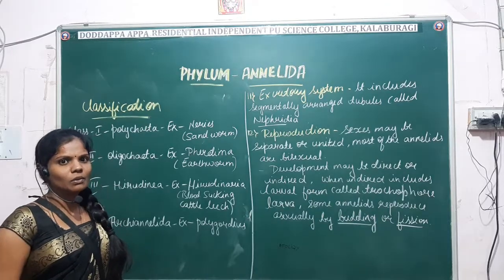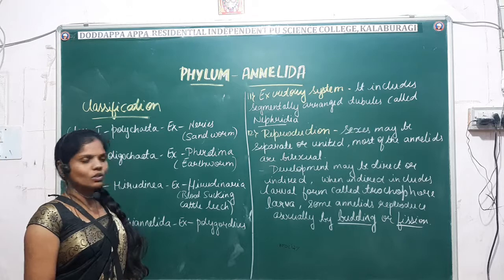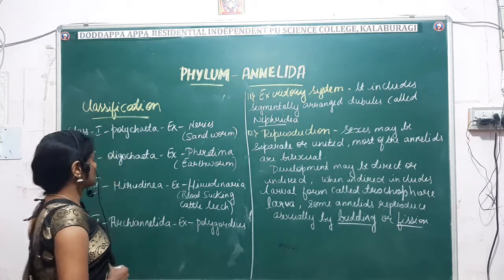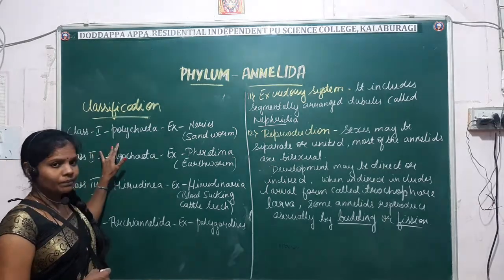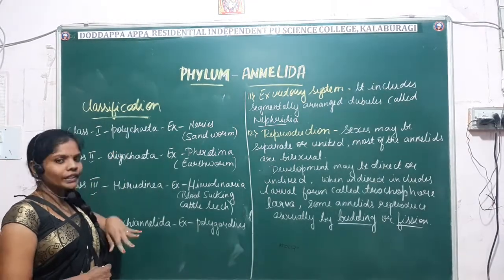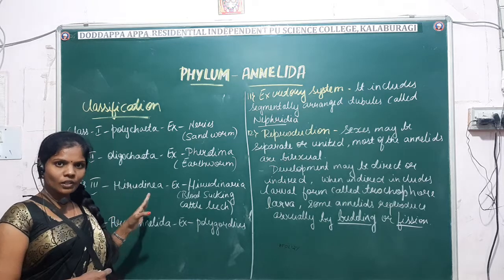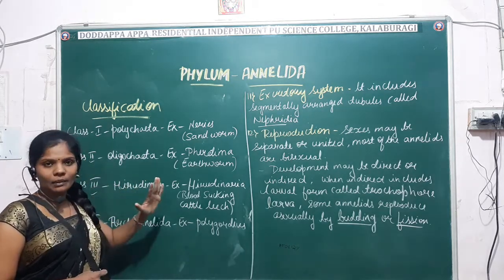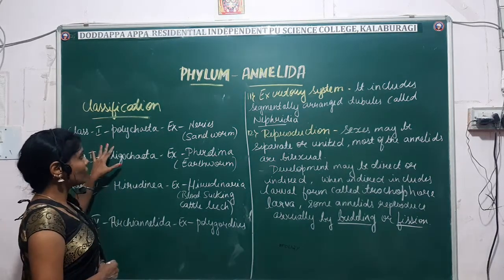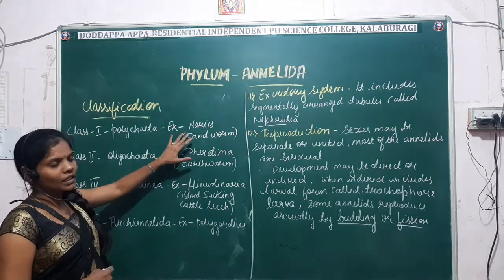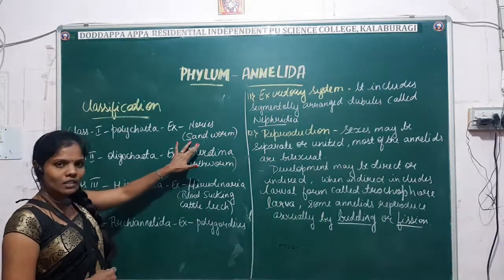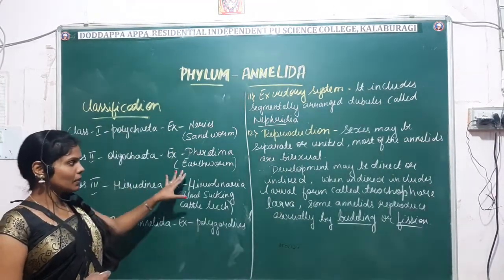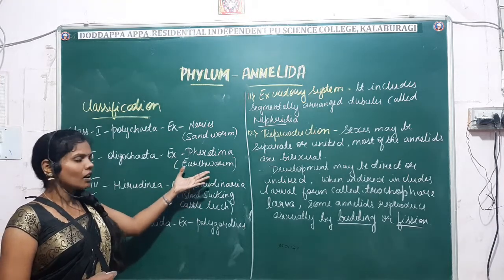Next we'll move on to the classification of Annelida. Annelida are classified into four different classes. First one is the class Polychaeta. As I have already told you before, the classification is not so important, but you have to remember the name and the example. Class 1 is the Polychaeta, the example is Nereis, commonly known as sandworm. Next, class 2 is the Oligochaeta and the example is Pheretima, the common name is earthworm.